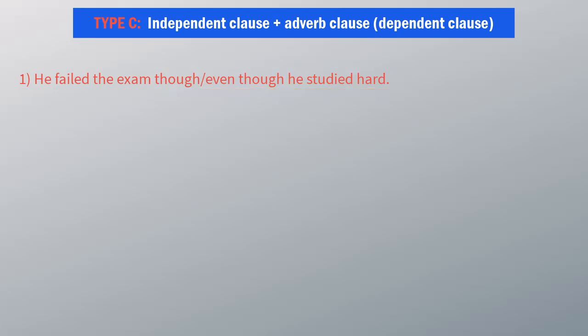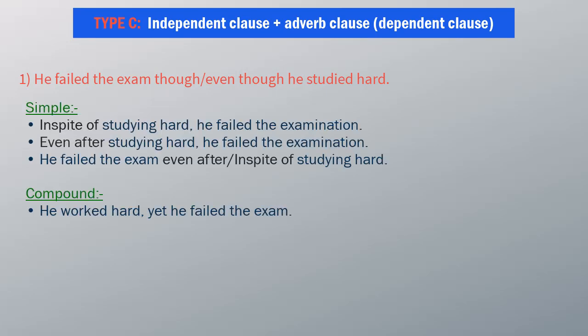Now, when you have though or even though as a conjunction in a complex sentence, you can change it into a simple sentence using phrases like in spite of or even after. I told you that in the previous video. Let's do it. In spite of, here we have to use a gerund. In spite of studying hard, he failed the exam. Or even after studying hard, he failed the exam.